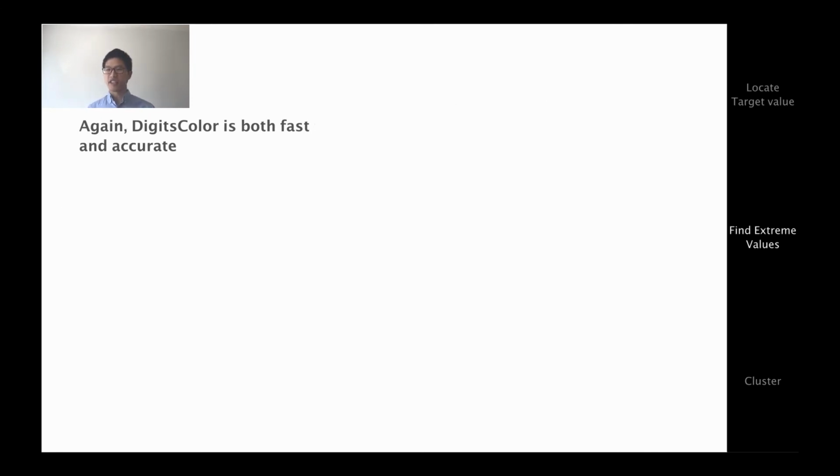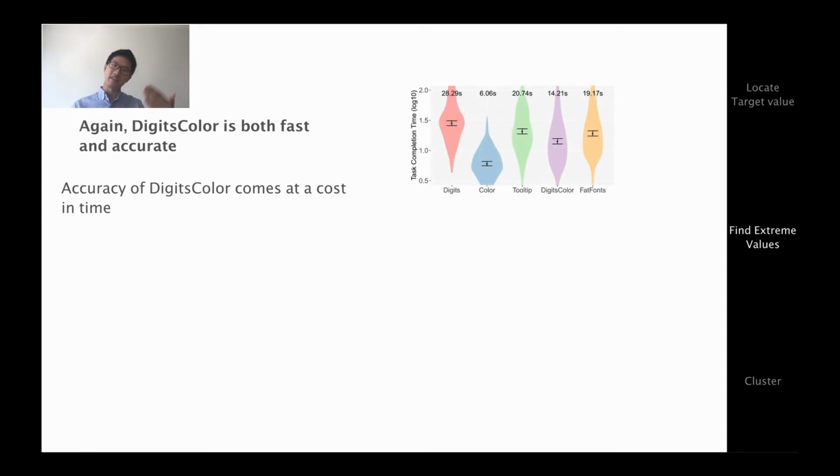For the second experiment, again, we find that DigitsColor is both fast and accurate. But also, in this case, the accuracy of DigitsColor comes at the cost of time. As we can see in this task completion time graph, color is actually the fastest technique.